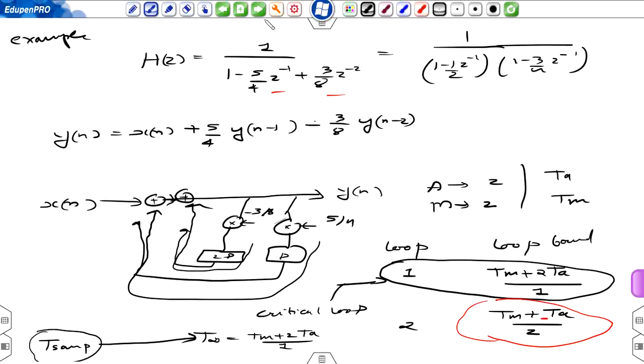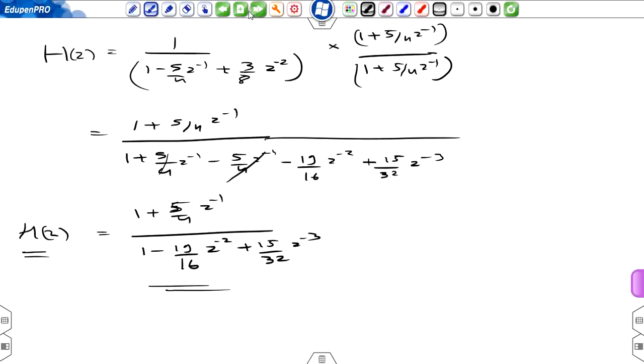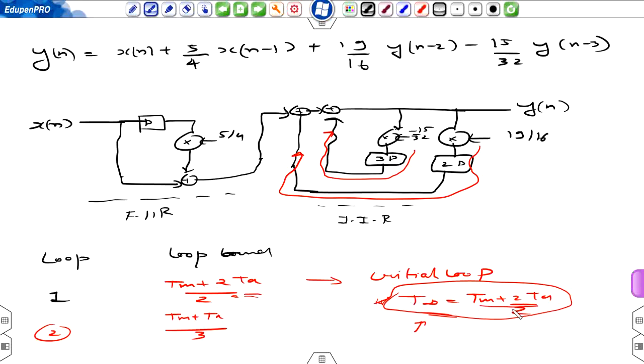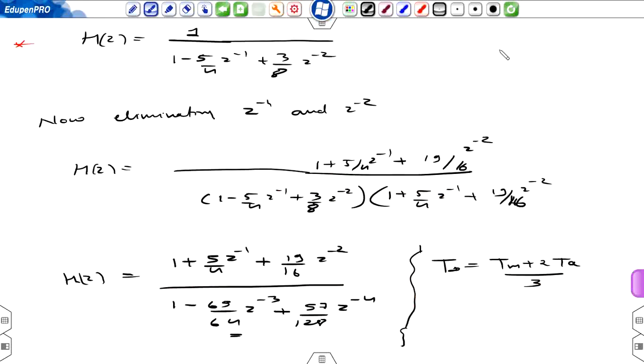So by increasing the level of transformation, okay, this was for m equal to 2, so we will say that it is a two-stage pipeline. Okay, for m equal to 2, the iteration bound reduced by factor 2. Earlier it was Tm plus 2Ta, now it is Tm plus 2Ta by 2. Okay, so for m equal to 3, now for 3-stage pipelining, T infinity is Tm plus 2Ta by 3.